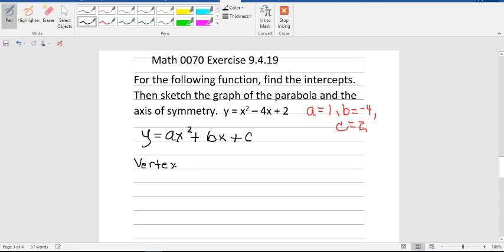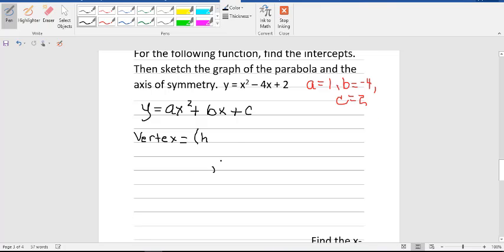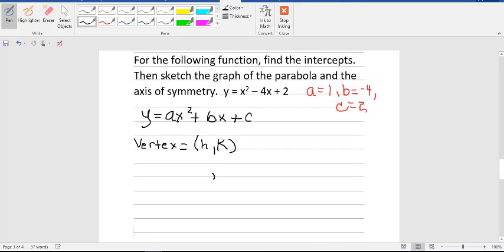So we are going to find the vertex, which we refer to as the point whose first coordinate is h and whose second coordinate is k. H is found from the formula h equals negative b divided by the product 2a. So that's negative 4 divided by 2 times 1, which is 4 divided by 2, which is 2.